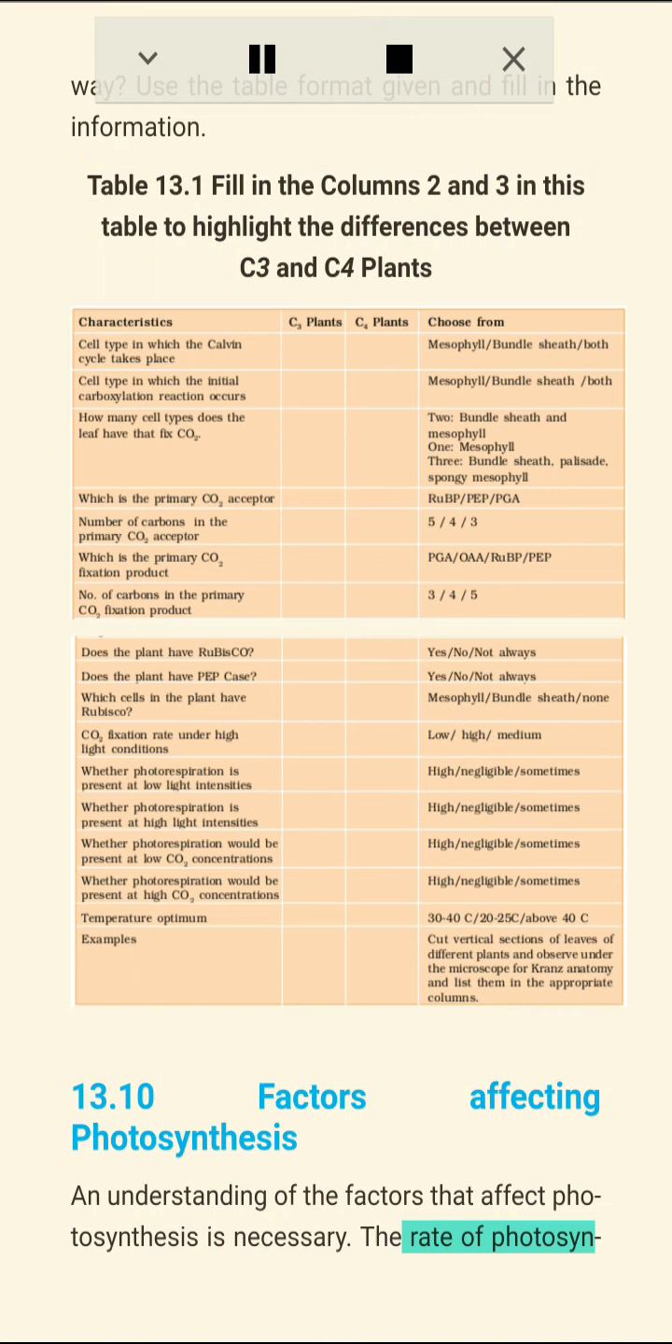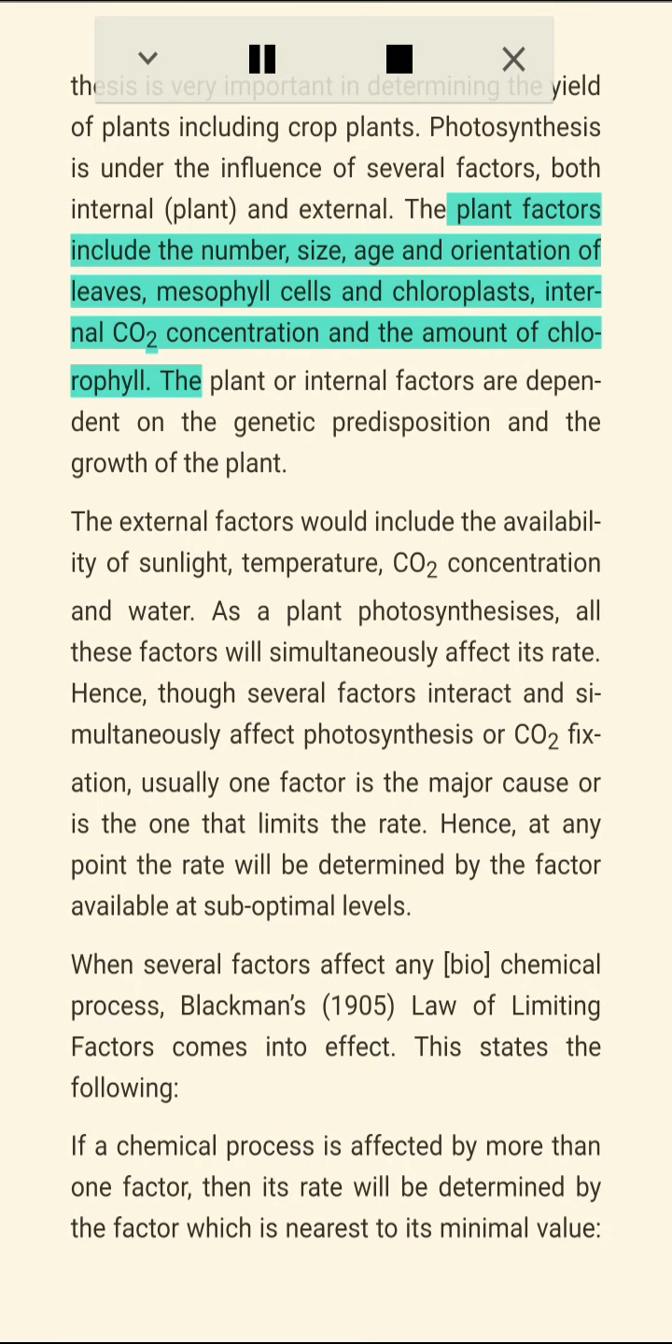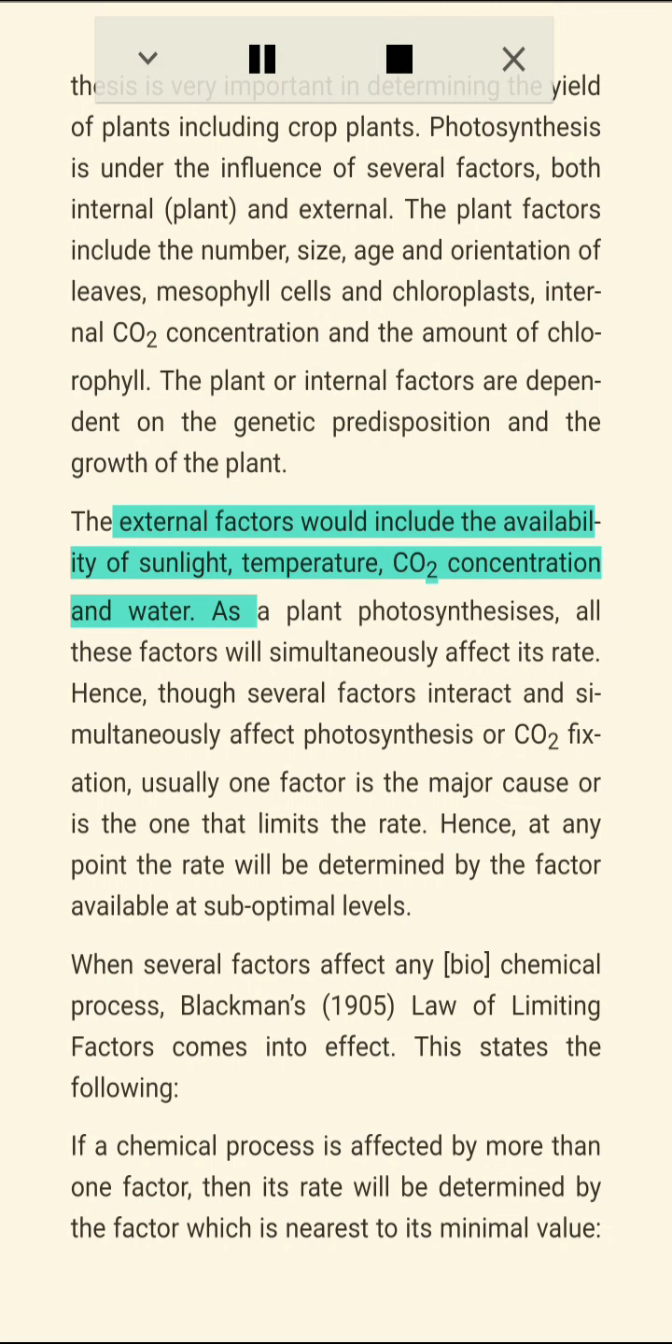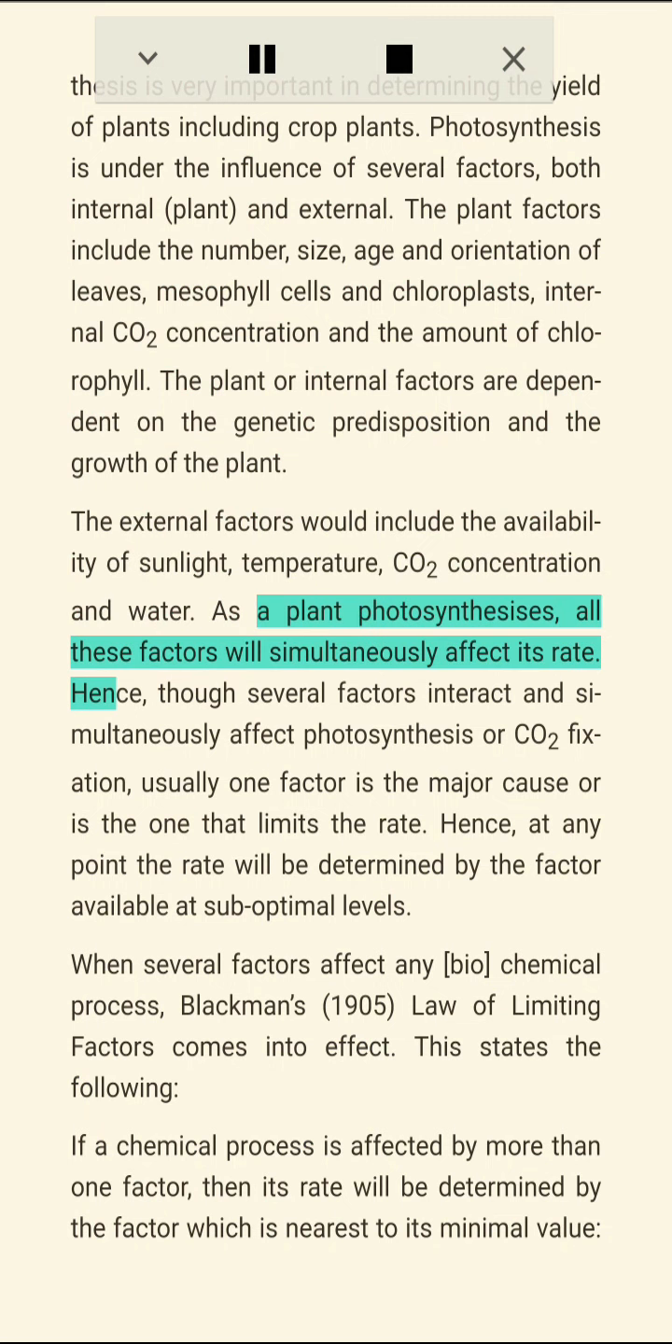13.10 Factors affecting photosynthesis. An understanding of the factors that affect photosynthesis is necessary. The rate of photosynthesis is very important in determining the yield of plants, including crop plants. Photosynthesis is under the influence of several factors, both internal plant and external. The plant factors include the number, size, age and orientation of leaves, mesophyll cells and chloroplasts, internal CO2 concentration and the amount of chlorophyll. The plant or internal factors are dependent on the genetic predisposition and the growth of the plant. The external factors would include the availability of sunlight, temperature, CO2 concentration and water.